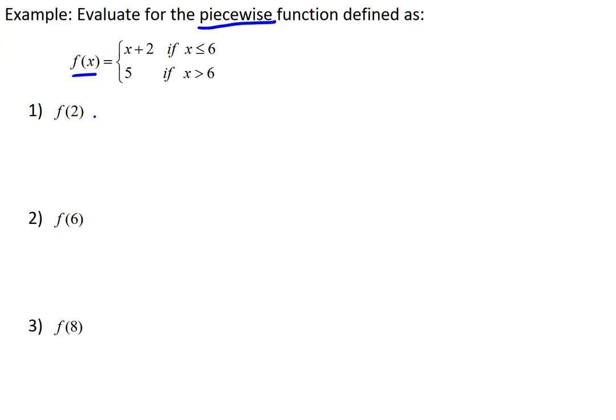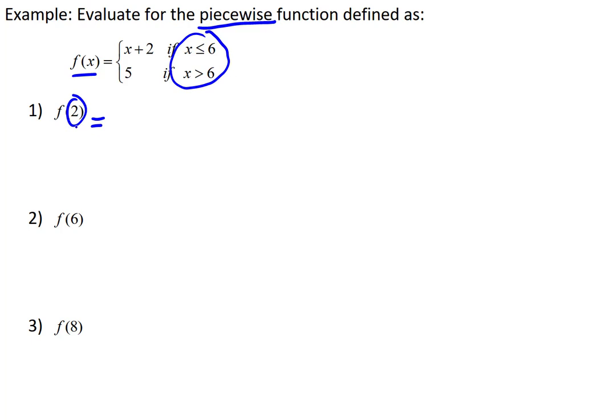Our first input is to find f of 2. Now with a piecewise function, we have to take the input, which in this first example is 2, and then figure out which piece it will fit in. The conditions on the right side of a piecewise function, which we read earlier as, the first piece is if x is less than or equal to 6, the second is if x is greater than 6, those piecewise definition criteria determine which piece to use for a given input.